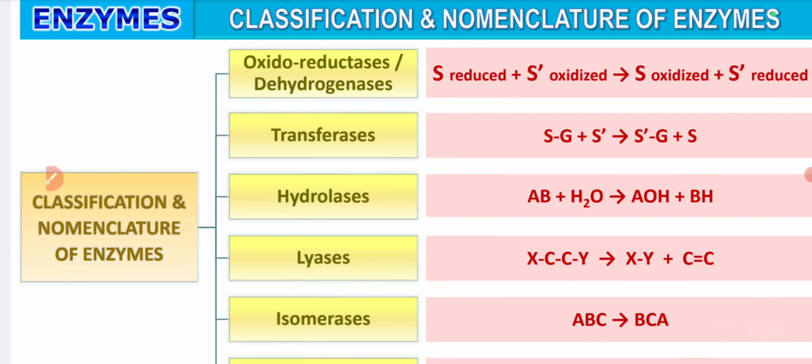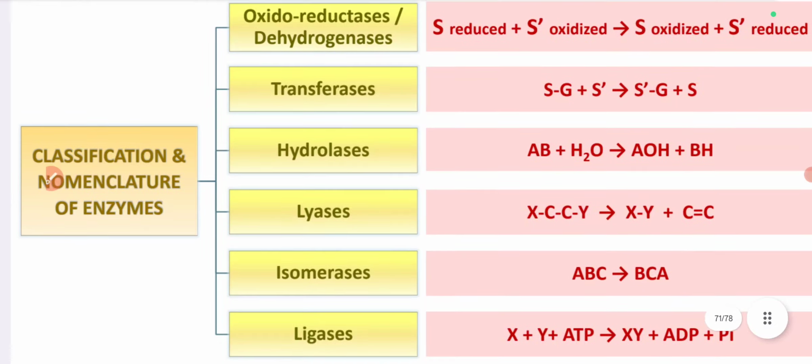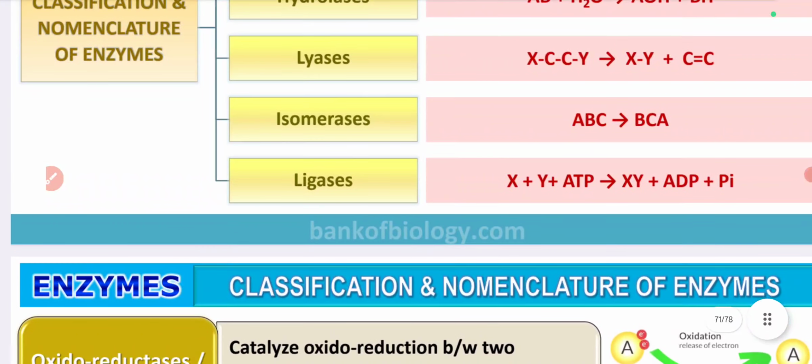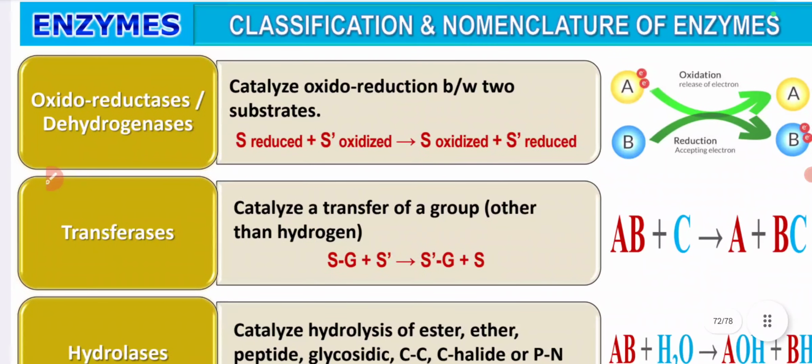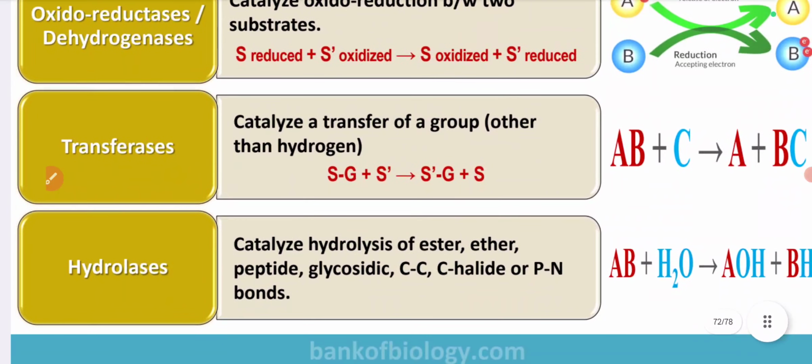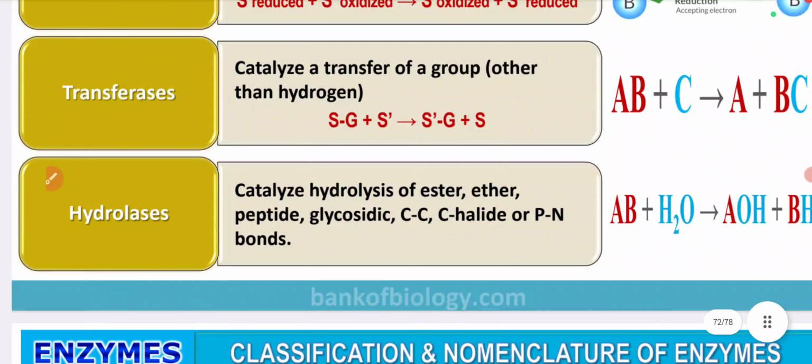Oxidoreductase or dehydrogenase, S reduced to S oxidized, S oxidized to S reduced. Transferase, hydrolase, lyase, isomerase, ligase. Here you can see oxidoreductase or dehydrogenase catalyze oxidoreduction between two substrates. Transferase catalyzes a transfer of a group other than hydrogen. Hydrolase catalyzes hydrolysis of ester, ether, peptide, glycosidic, C-C, C-halide or P-N bonds.